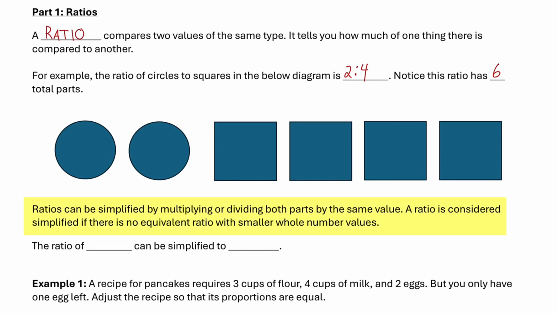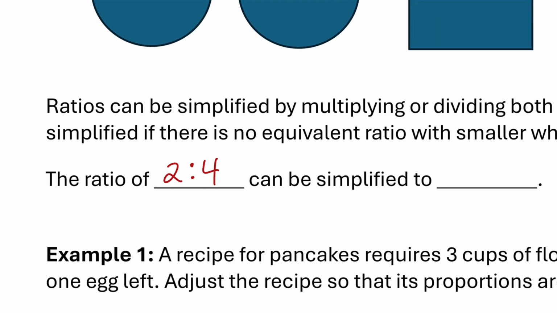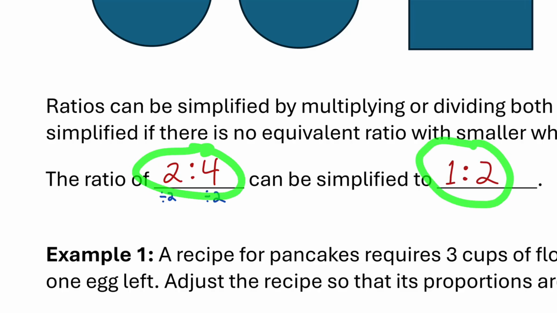And just like fractions, ratios can actually be simplified by either multiplying or dividing both parts by the same value. A ratio is considered simplified if there is no equivalent ratio with smaller whole number values. So for example, our ratio of 2 to 4 could be simplified by dividing both parts of that ratio by 2. 2 divided by 2 is 1, and 4 divided by 2 is 2, so the ratio of 2 to 4 can simplify to 1 to 2. These would be considered equivalent ratios.